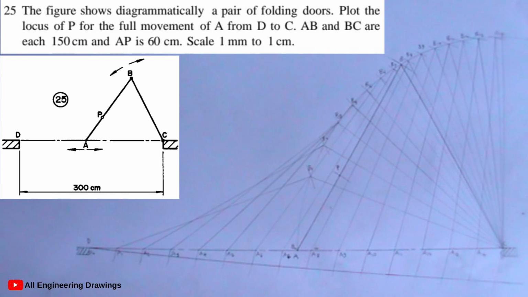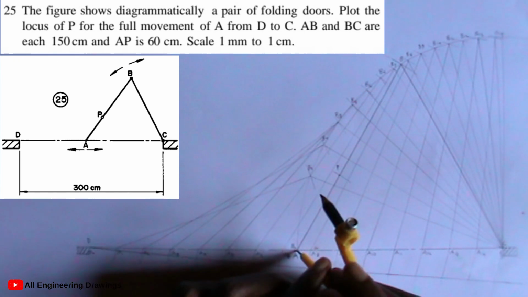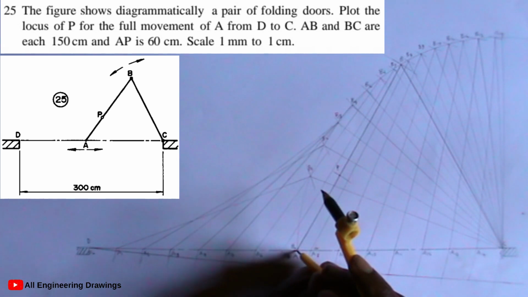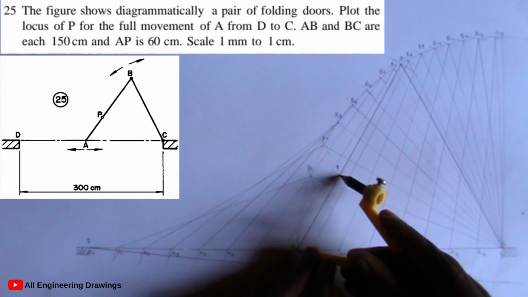So next is to adjust my compass to 60 millimeter. This is because the question says AP is 60 millimeter. So remember, we already have our 60 millimeter here. So the question says AP is 60 millimeter. Remember, we are using millimeter. So I will just take the measurement from here, because this point here is 60 millimeter.